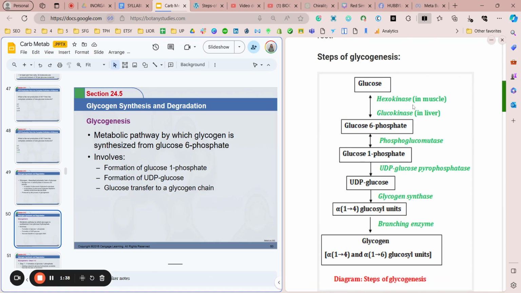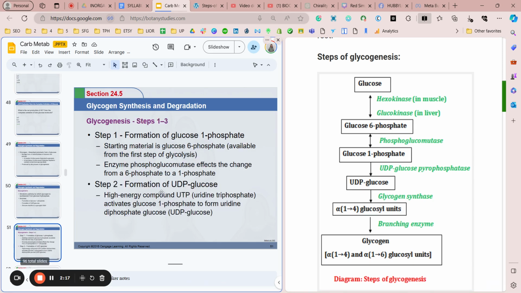We have glucose, which through the enzyme hexokinase, or glucokinase in the liver, remember, these are very specific, forms glucose 6-phosphate. With the enzyme phosphoglucomutase, it forms glucose 1-phosphate, and through the enzyme UDP glucose pyrophosphorylase, it forms UDP glucose. With the enzyme glycogen synthase, it forms alpha 1,4 glucosyl units, and with the branching enzymes, it forms alpha 1,4 and alpha 1,6 glucosyl units.